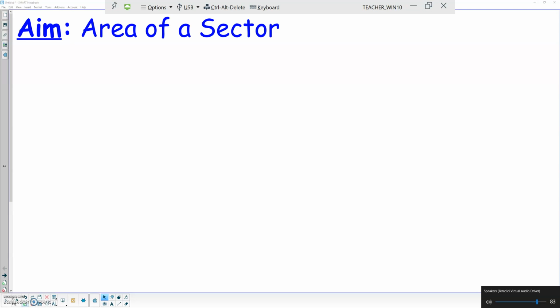Okay, so area of a sector is a topic covered in geometry, but it's also a topic that comes up on the SAT as well. It was definitely something that the geometry teachers decided they wanted to cover.